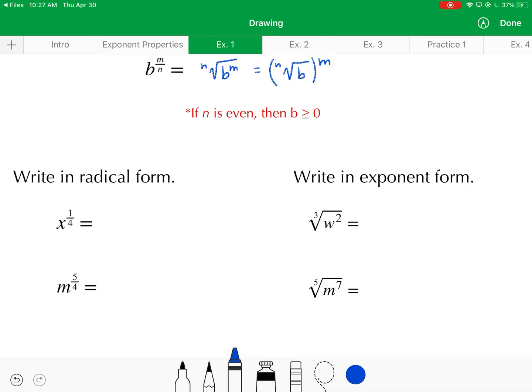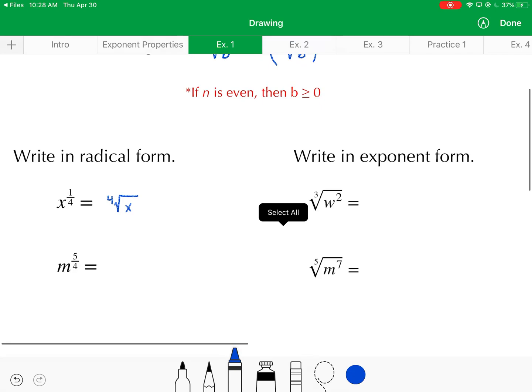Okay? All right, so let's just practice moving back and forth between radical form and exponent form. Let's start on the left side here, write in radical form, x to the power of 1/4. That would just be the same as the fourth root of x to the first, which you don't have to write the power of 1. Okay? m raised to the 5/4 power, that would be the same as the 4th root of m to the 5th, or you could also say that's the 4th root of m raised to the 5th power.